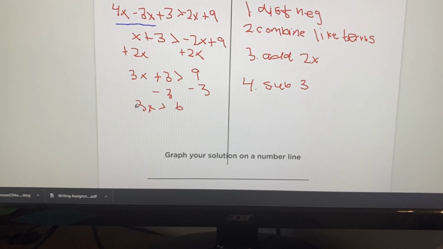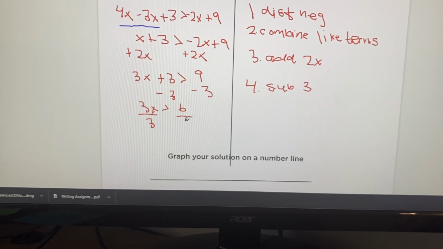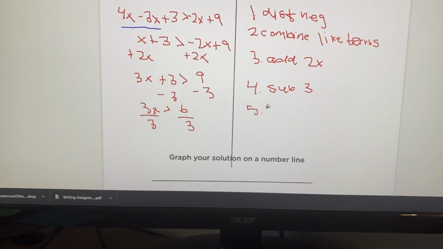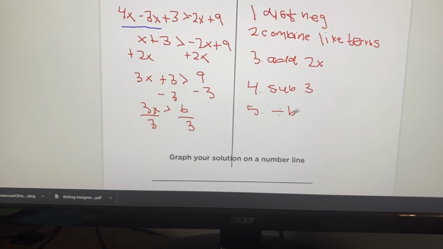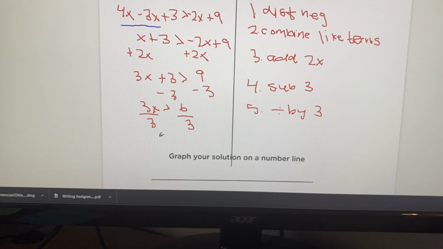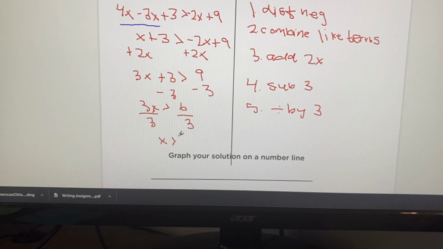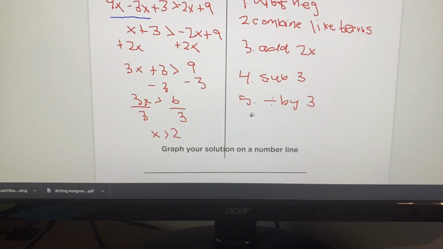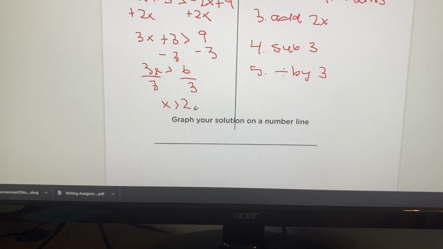And again, we need x by itself, so now what I'm going to do is divide by 3 on both sides, and I'm going to get that x is greater than 2. Okay, and that was my last step.